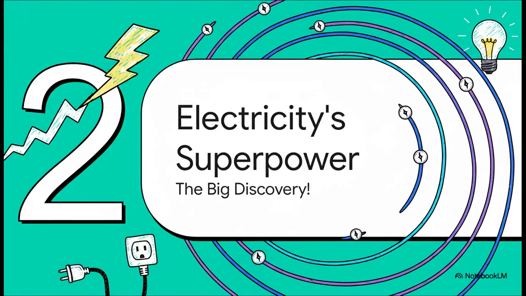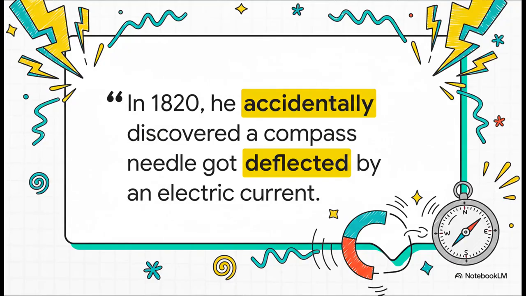Okay, now for the main hero of our chapter, electricity. So how is electricity connected to all this magic? Well, this discovery literally changed the world. This slide here shows a huge moment in science. Just a simple, accidental twitch of a compass needle near a wire with current, and boom, Oersted discovered that electricity and magnetism are like best friends, two sides of the same coin.